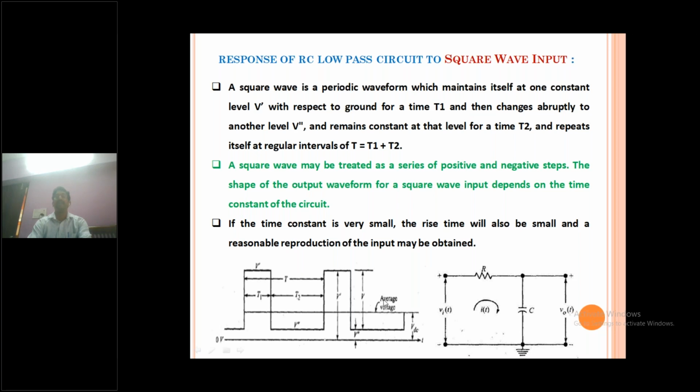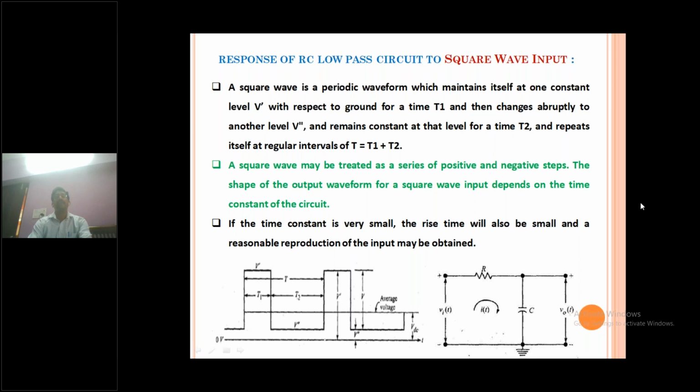This is the input waveform. The DC value, the average value, is not required. But the important thing is whether we are applying a symmetric or asymmetric square waveform. In the diagram shown here, whenever T1 is not equal to T2, this is called an asymmetrical square waveform. Whenever T1 equals T2 equals capital T by 2, that is a symmetrical square waveform. Period capital T is nothing but T1 plus T2. Or otherwise, a square waveform is simply treated as a series of positive and negative steps.